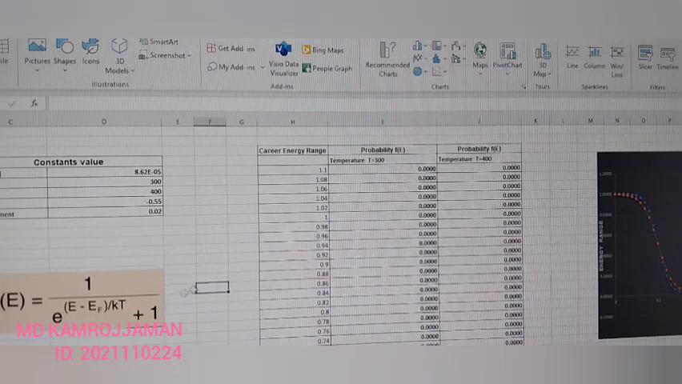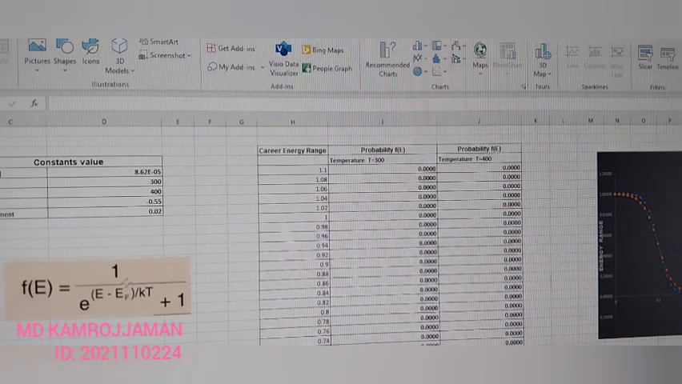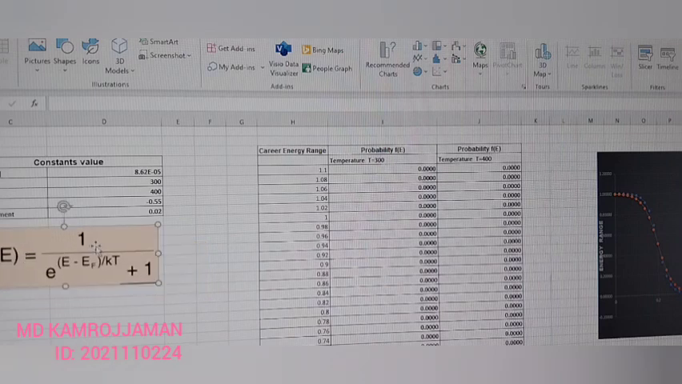So you can use this equation for this. So I have already finished midterm 1 and 2. Now I am going to do midterm 3.